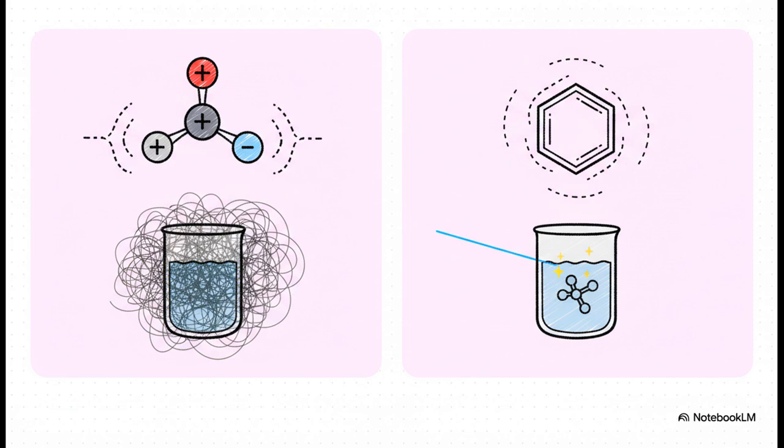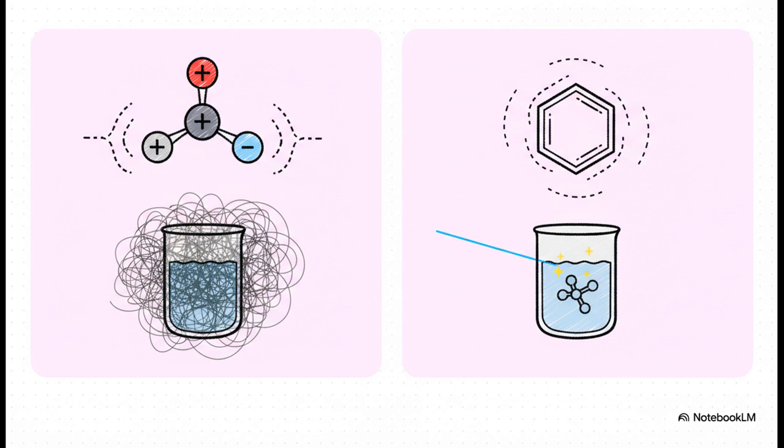You see, IR is amazing at seeing polar bonds. Those are bonds that have a clear positive and negative end, like the OH bond in water. Raman, on the other hand, is a rock star when it comes to symmetric, nonpolar bonds, like the carbon-carbon bonds that make up the backbone of so many molecules.